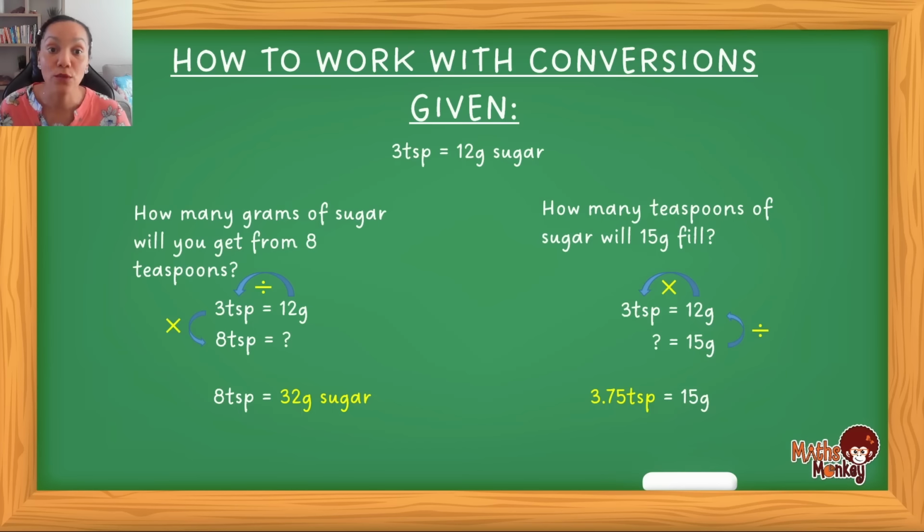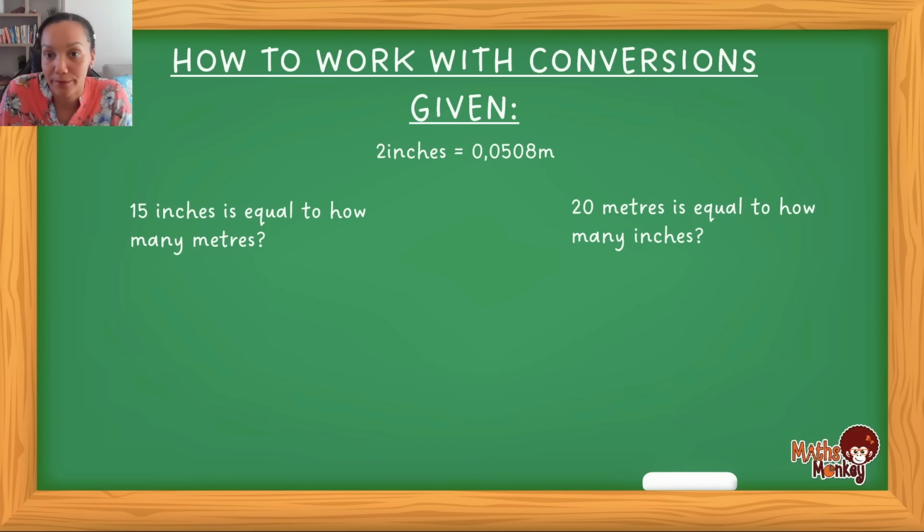Always remember, please, whatever value they give you in the question, you must place it under the correct unit. So in this case, they gave us 8 teaspoons, so we placed it under the 3. And in this one, they gave us 15 grams, so we placed it under the 12, because we're placing values of the same unit underneath each other. That's very important.